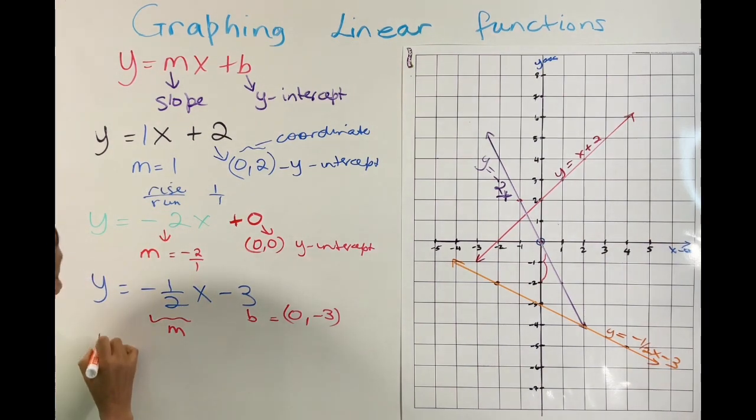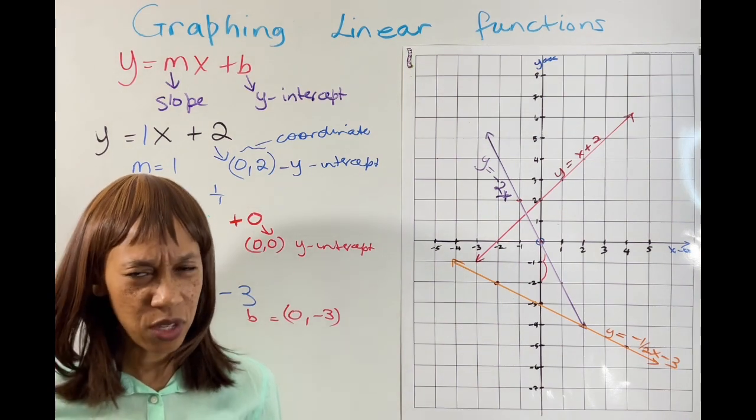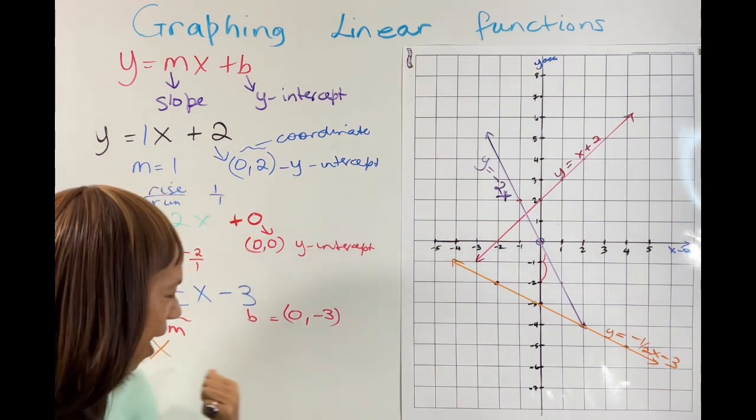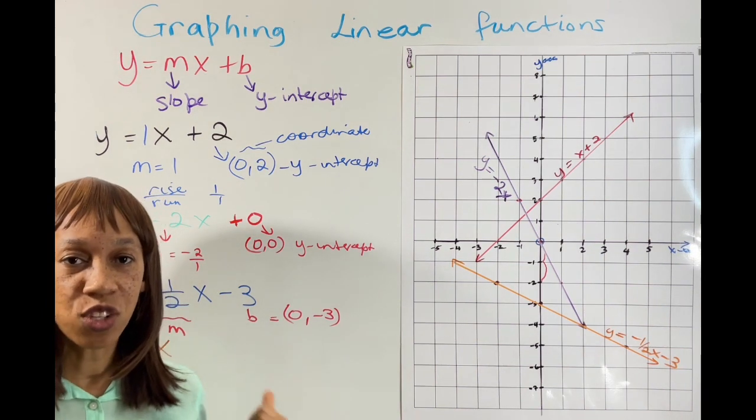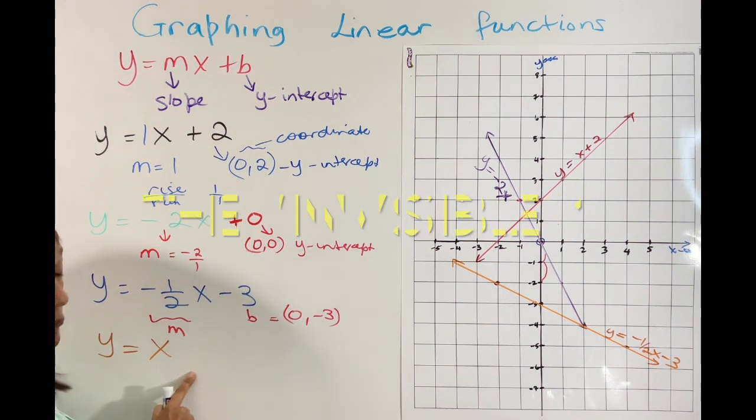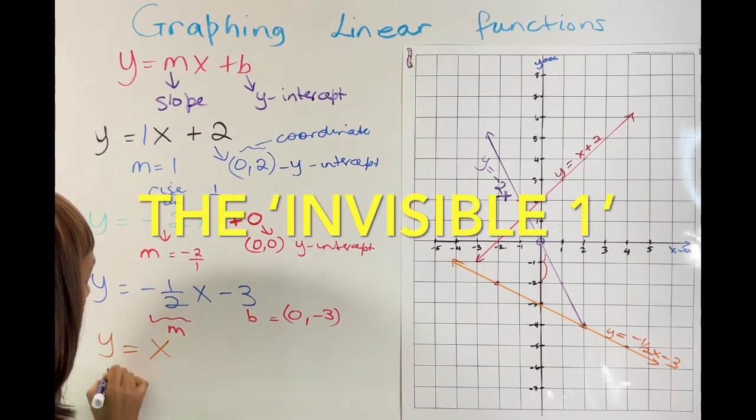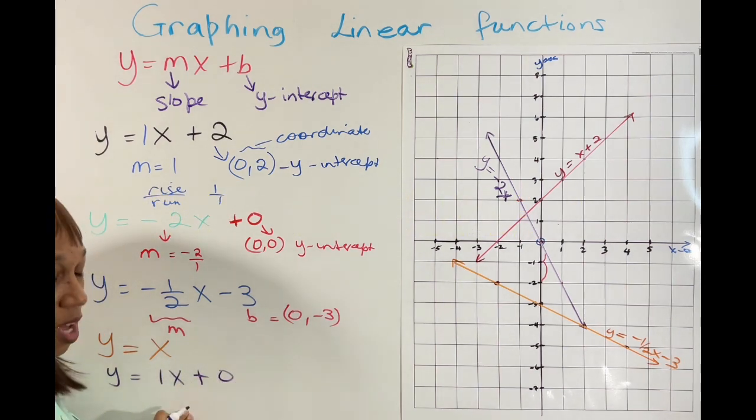The next one is y equals x. You're saying to yourself, y equals x. How is that going to look? Remember now that we need this to be in the form of y equals mx plus b. Because we already have the x, we can rewrite it as y equals 1x plus 0, so that you can identify yourself how to graph this.